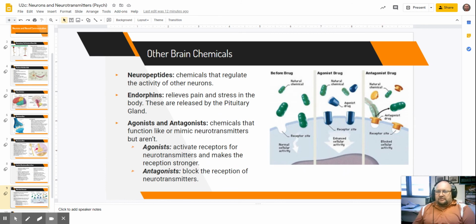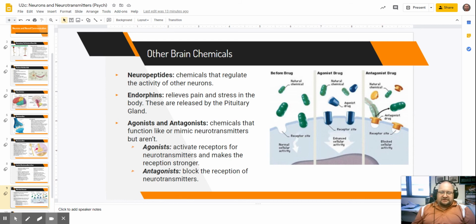And then there are other neurotransmitters or other brain chemicals that affect our ability to do things. Neuropeptides help regulate the activity of other neurons. Think of them as the communication cells between neurons. They help the neurons understand whether or not they should fire or relax. Endorphins often relieve pain and stress in the body.